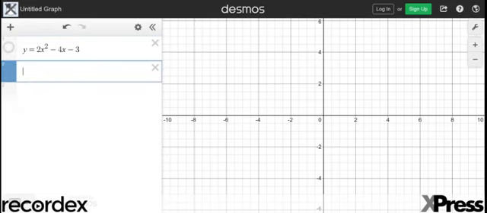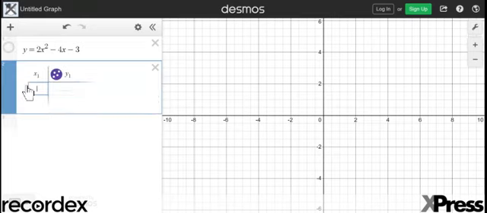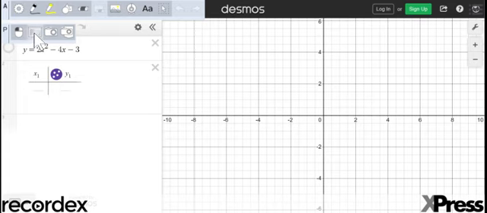Now, what I'm going to do is down here in the second one, I'm going to hit the little plus button, and I'm going to add a table. That's the key, is you need a table. Now remember, I need to figure out my vertex first. I have to do that by hand. And I'm going to show you how to do that here.